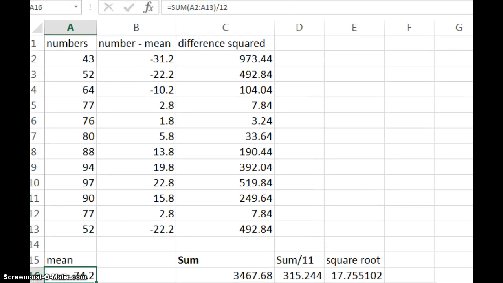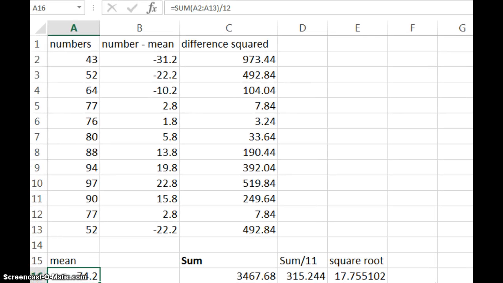There is an average formula you can type in. I just did the sum, so add up A2 through A13 and divide by 12 because that's how many there are. So I just averaged them, you got 74.2. Then the standard deviation formula says figure out how far away each of these numbers is from that mean. So I'm just taking each number and subtracting 74.2. 64 minus 74.2. So you get all those differences.